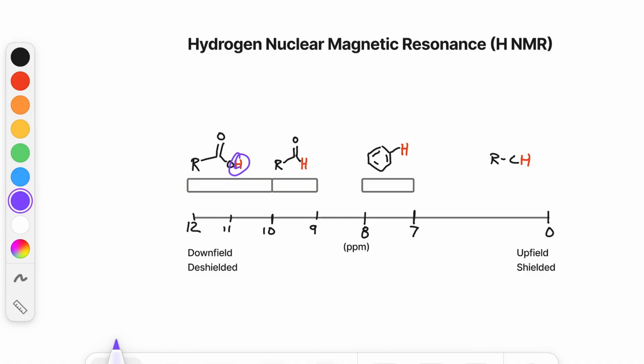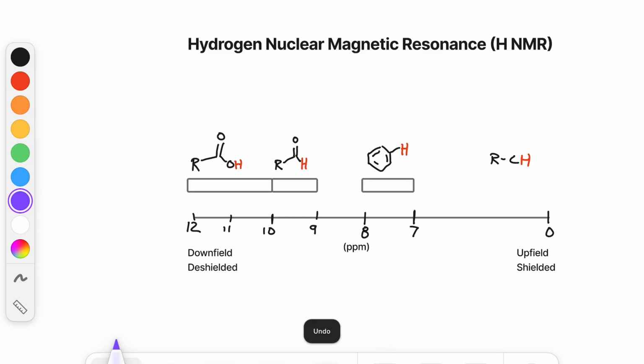Like we mentioned earlier, we have upfield on the right and downfield on the left. It helps to think about it like this: if we're at war with swords and spears and bows and arrows, if you're upfield, you're going to want to put up your shield. If you're downfield, you can relax. You can de-shield.